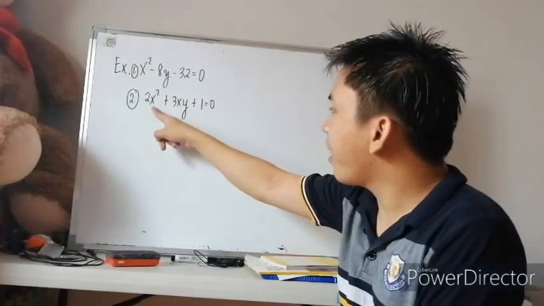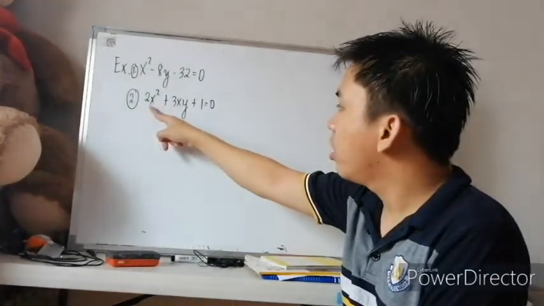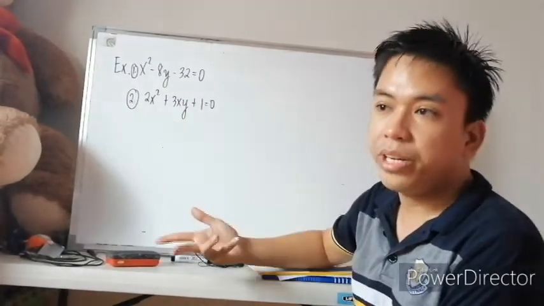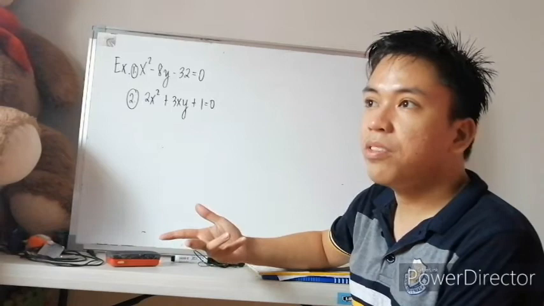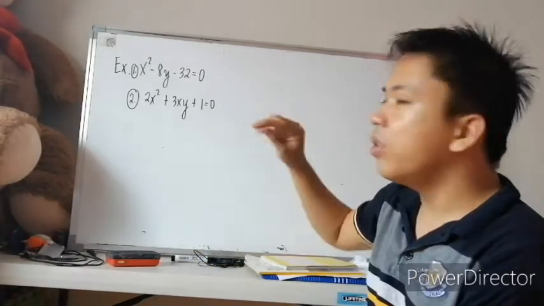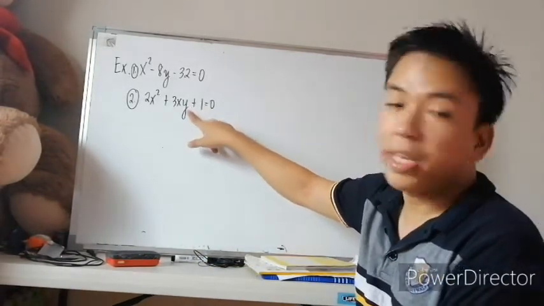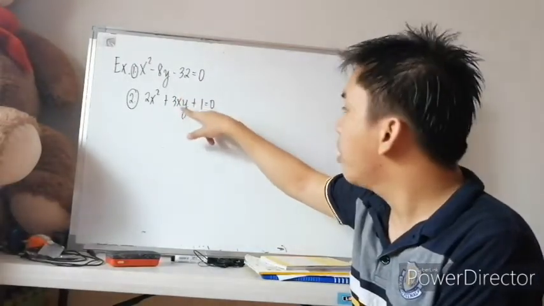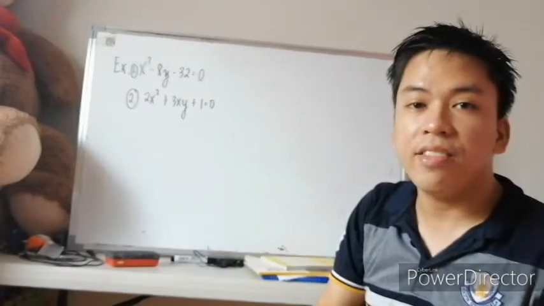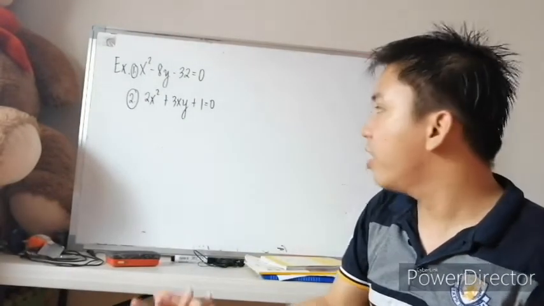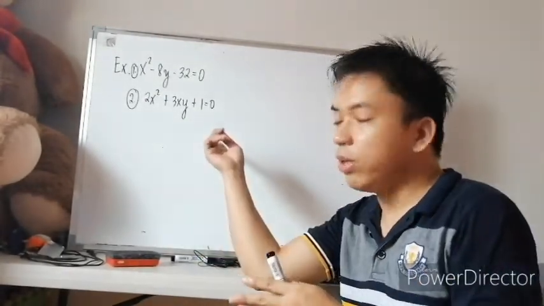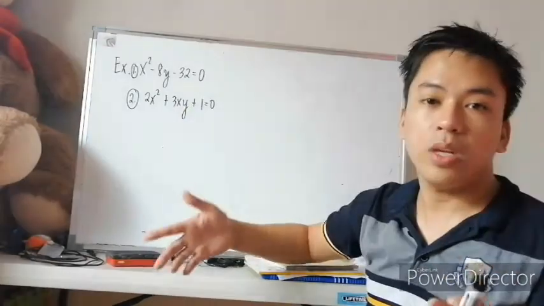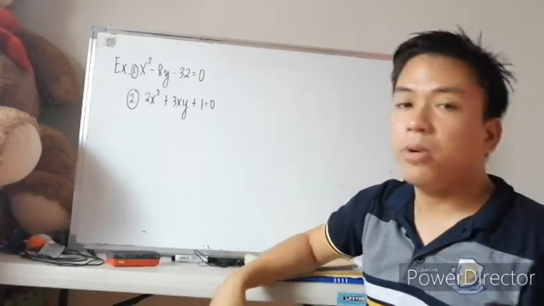If I substitute this x by negative x, this is okay. It's still 2x squared, but this becomes negative. So this is not symmetric with respect to the y-axis. Now let's check. If I replace this y by negative y, this term changes. So it is not symmetric with respect to the x-axis. Since this is not symmetric with respect to the x-axis and y-axis, then this is not symmetric with respect to the origin. It's pretty simple.